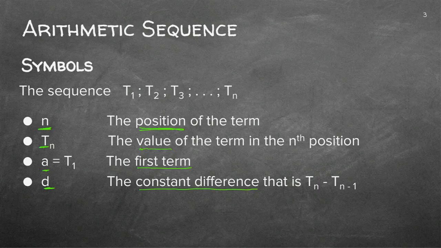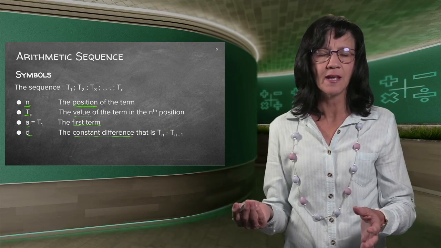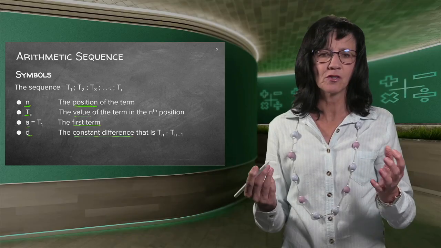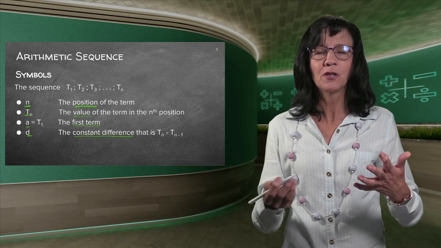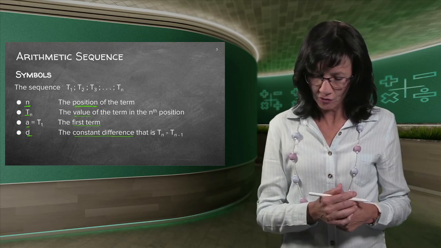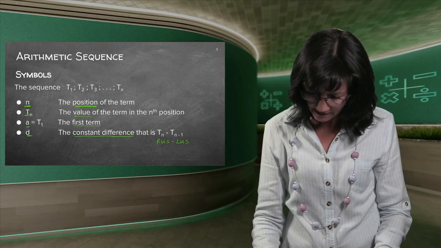It's very easy to remember because D, difference, starts with the same letter. N, number of terms, starts with the same letter. T, term, starts with the same letter. That's why we chose these letters, so they are very easy to remember. Very important, when you find the D, it's always right-hand side minus left-hand side. You cannot do it the other way around because then it's not working at all.